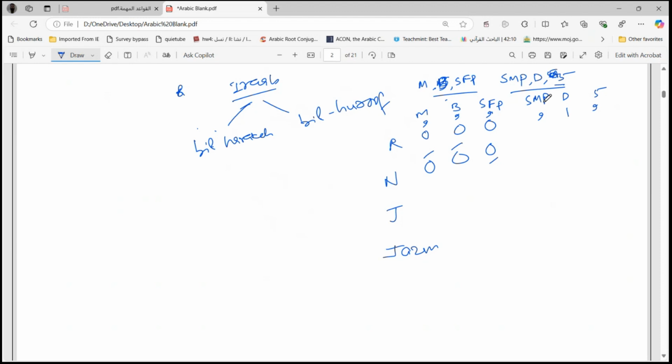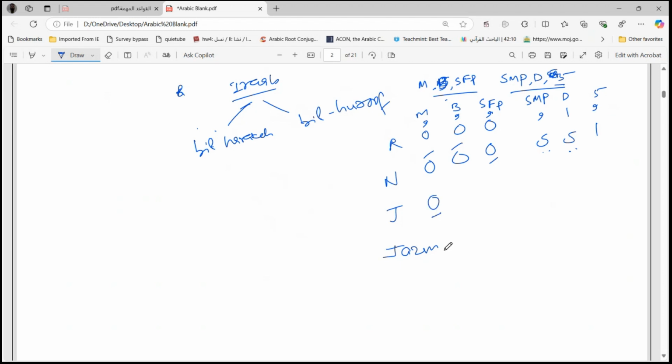Then you have sound masculine plural, it will show with the ya, dual with the ya, with alif. So you have 1, 2, 3, 4 indicators here. Here for ism only, 1, 2, 3. Here you have 3 indicators for ism only, 4 for nouns only.